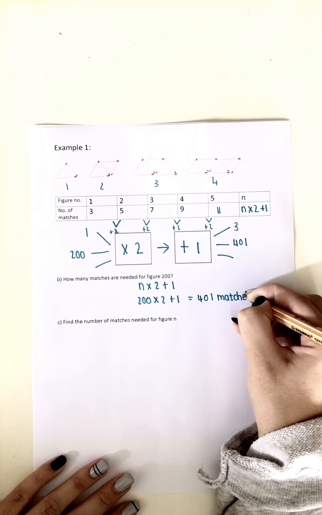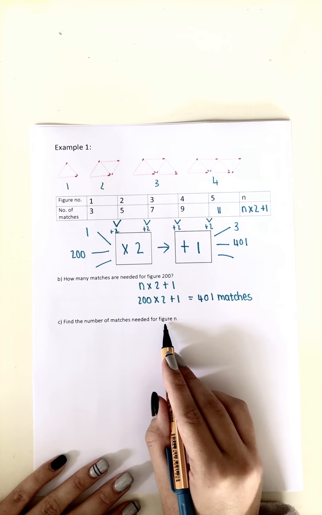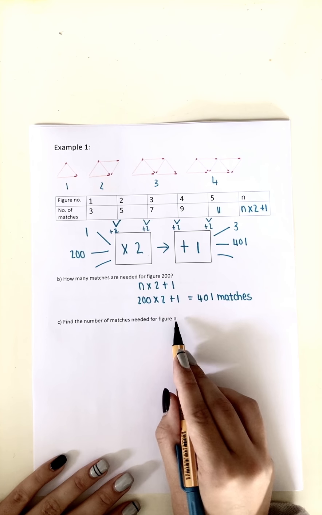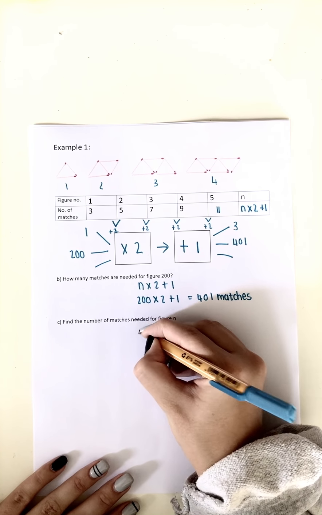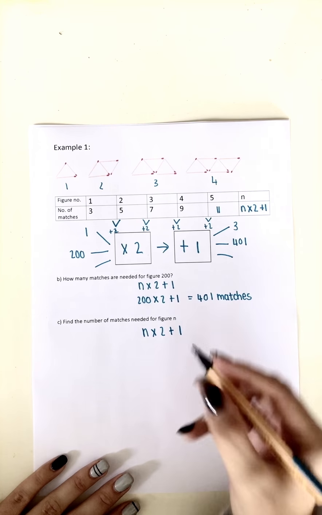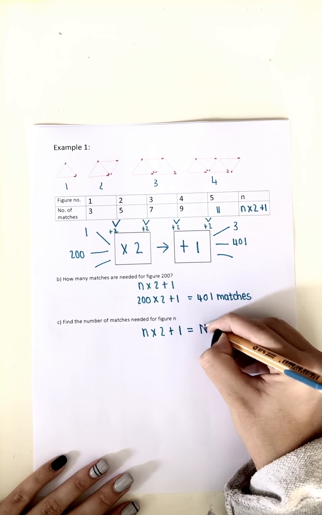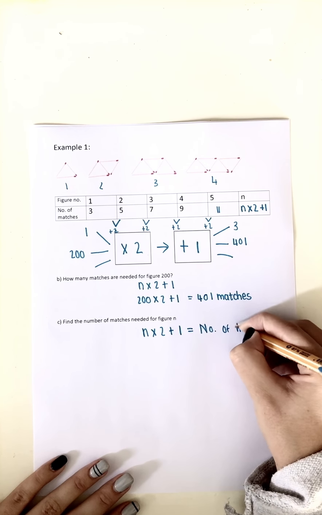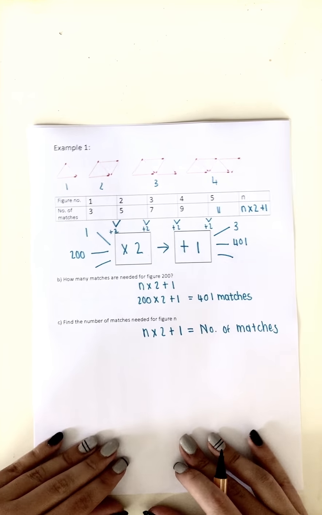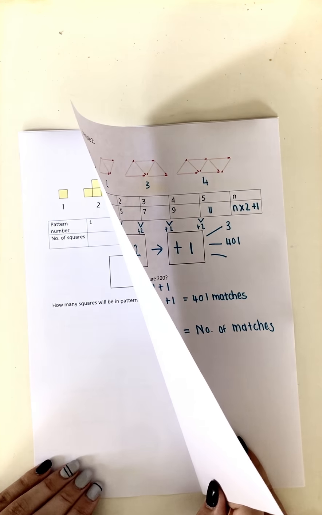Okay, so remember to write matches there so we know what you're speaking about. It says find the number of matches needed for figure n. When they say needed for figure n, they just want this formula. We've already worked it out. Sometimes you wouldn't have, but this would be your number of matches. Okay. So that's another example of a geometric pattern.